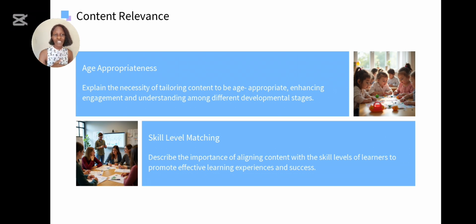Then the next one is skill level matching. So you have to describe the importance of content. If you're showing a flashcard, you have to explain to the learner that this flashcard is going to help you do this and that. Maybe this flashcard is going to help you in mastery. This video is going to help with your listening skills or speaking skills. You have to mention that this learning material that you're providing is very crucial to the students' learning journey.